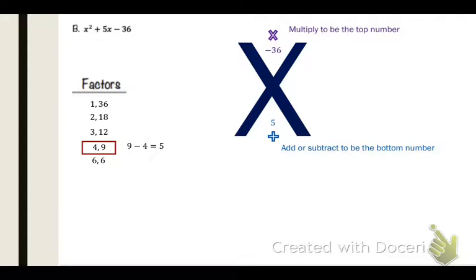And those are the numbers we're going to put on our sides. So we have 9 and then we have negative 4. Remember, we have to have that negative because 9 times negative 4 equals negative 36. And then 9 plus negative 4 equals 5. Or 9 minus 4 equals 5. Okay? Then we just put these into our parentheses. So it's x plus 9 because the sign stays with it, and x minus 4. Voila, you're done.